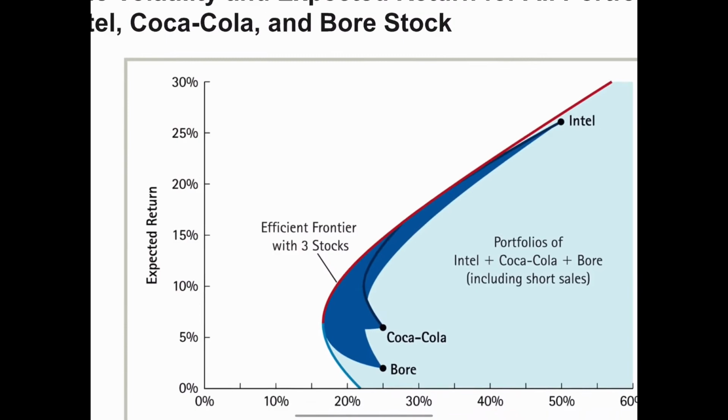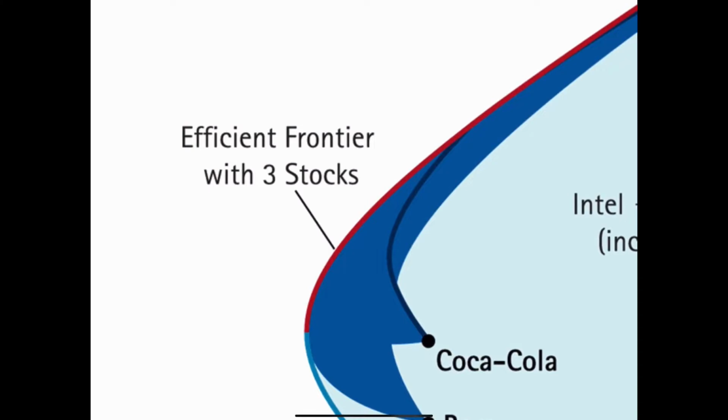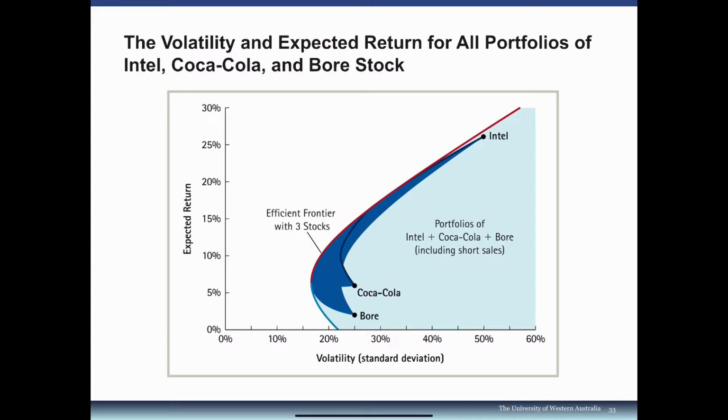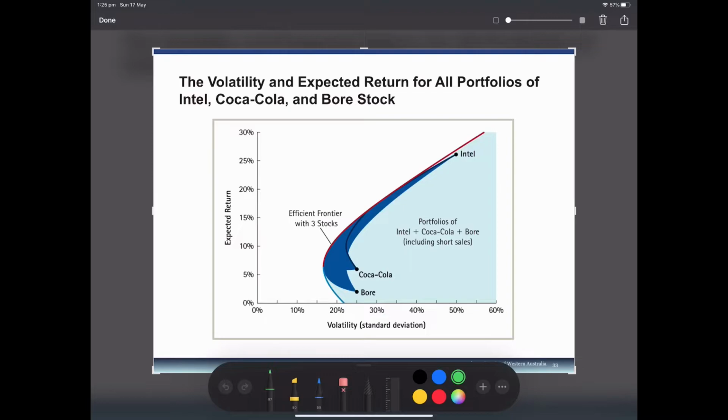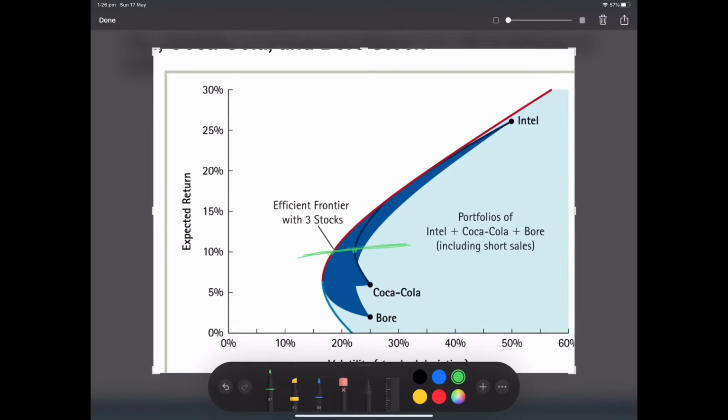Actually, let me see what I can do, I can take a screenshot. All right, let's see whether I can draw something on it. Say, pick a green color. If you pick these two points over here, this one is a combination of Intel and Coca-Cola, and this one is a combination of Intel, Coca-Cola, and Ball through some sort of weight combination.